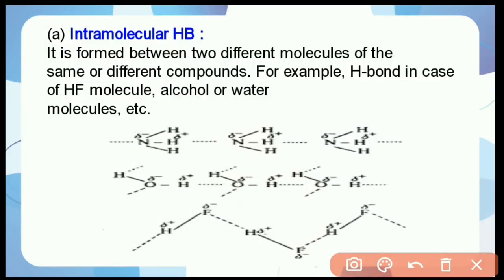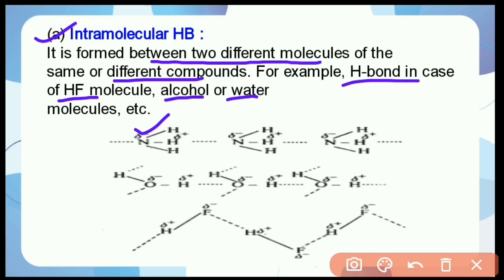The first type of hydrogen bonding is intermolecular hydrogen bonding. It is formed between two different molecules of the same or different compounds. For example, hydrogen bonding in HF molecules, alcohol or water molecules. Let's see the diagram of hydrogen bonding. Here hydrogen bonding forms between ammonia molecules. Nitrogen is the more electronegative atom, and the hydrogen atom from one ammonia molecule bonds with the nitrogen of another ammonia molecule. The dotted line shows the hydrogen bonding.